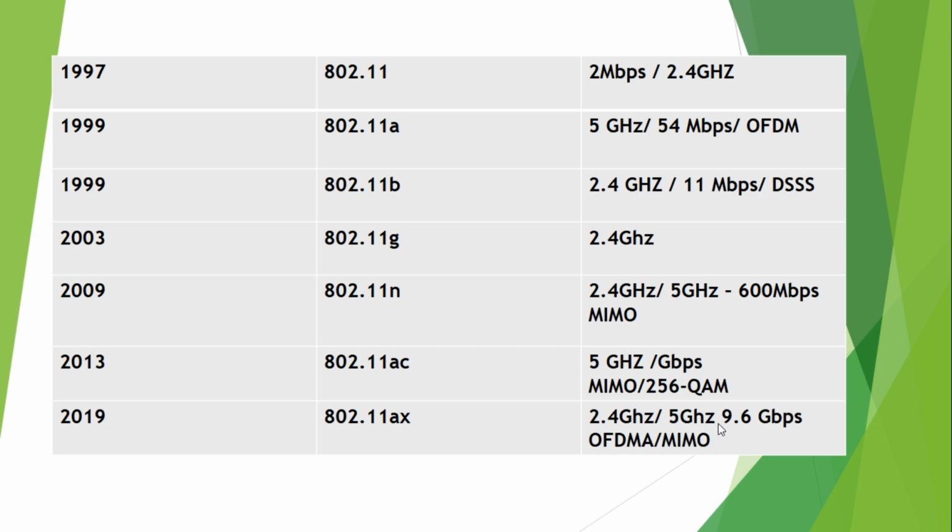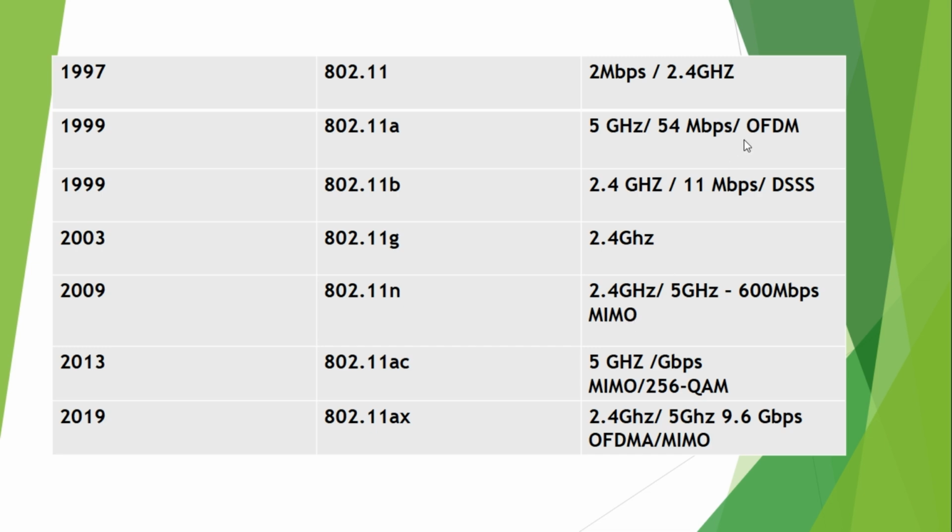Okay. And I think when I wrote the 9.6 gigabits per second, I was thinking about its maximum speed that it can output. In addition to, hey, OFDMA/MIMO. So this right here is the technology that 802.11ax uses. And as you can see, MIMO actually comes up again in 802.11ac. Hey, MIMO came up again in 2009.